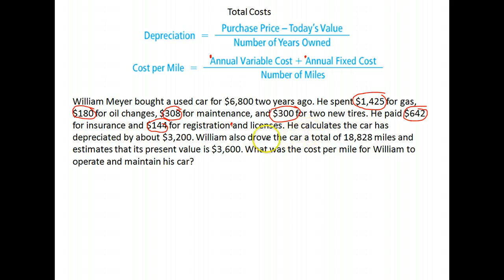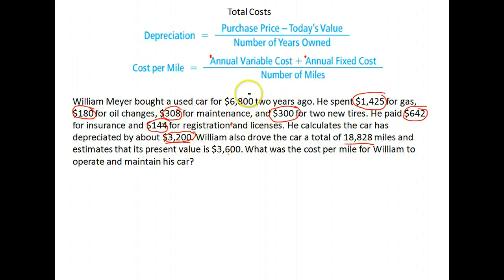He calculates the car has depreciated by $3,200. He drove the car for 18,828 miles and estimates its value is now $3,600. So these first numbers, the 6,800 and the 3,600, we're not really going to put those in there. We would use them to find the depreciation of the car because that's a cost of operating it, but he already calculated that for us. If you subtract the 3,600 from the 6,800, you're going to find it's $3,200.